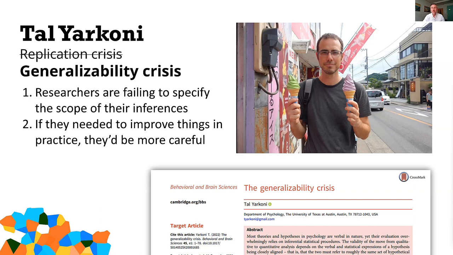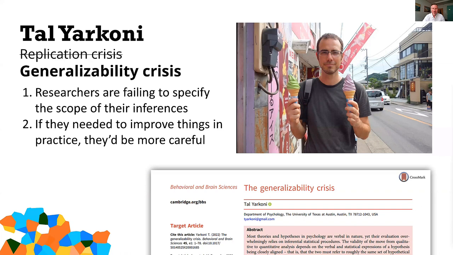Tal is interesting for a lot of reasons. He's interesting because he was a self-proclaimed meanie on Twitter. He didn't like making people happy. He liked engaging in arguments, maybe is the right way to say it. And he also really likes ice cream. The dude has lots of pictures of himself eating ice cream.